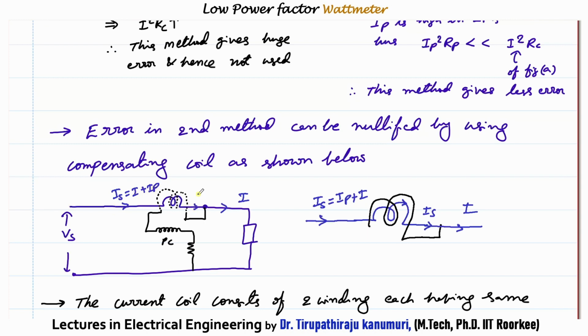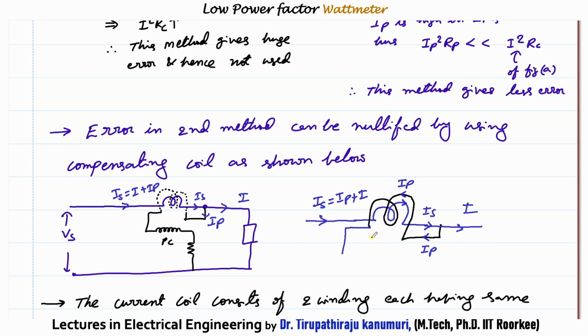Once Is reaches here, it divides into two. One is Ip, so one current is passing here, Ip. The same Ip is passing in this coil in the opposite direction. That means the flux produced in the first coil will be proportional to Ip plus I, and the current passing in the second coil is proportional to Ip, but the flux produced will be in the opposite direction.